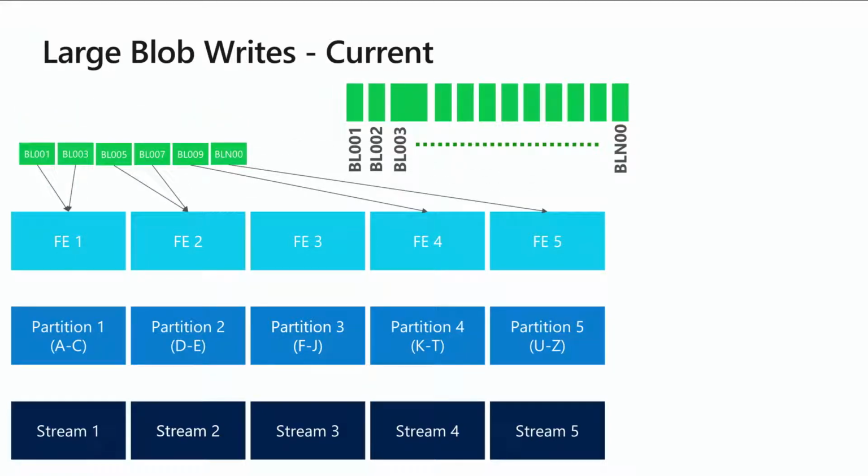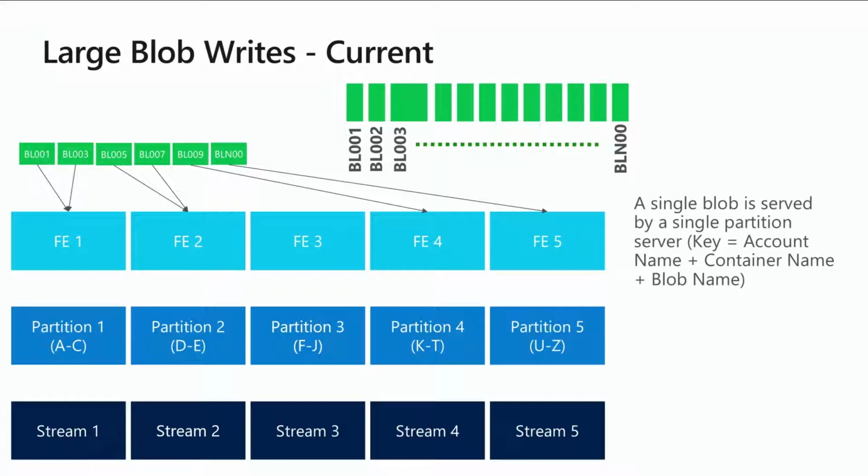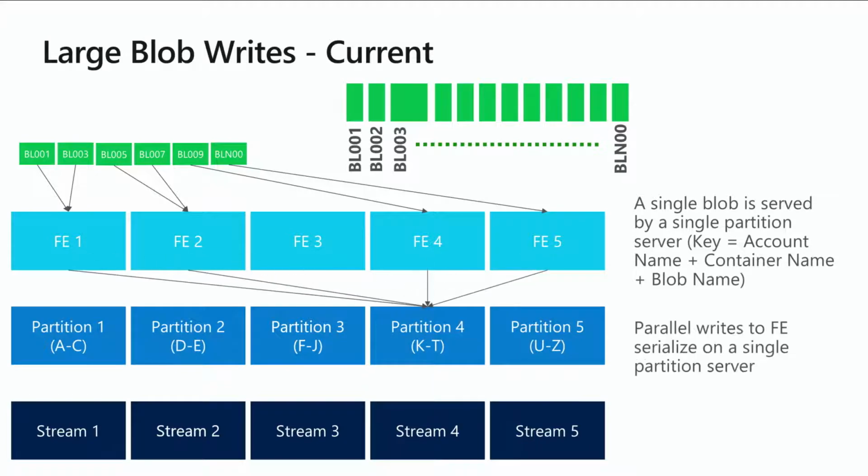You can send them out of order, you can upload them in parallel. So when the data comes up, it hits our different front ends depending on which front end the load balancer sends the data to. But what happens behind the scenes is a single object is only served by a single partition server. So that ends up becoming a bottleneck, because all of these front ends then have to go talk to that partition server to make the write commit. So this creates a bottleneck on that server.